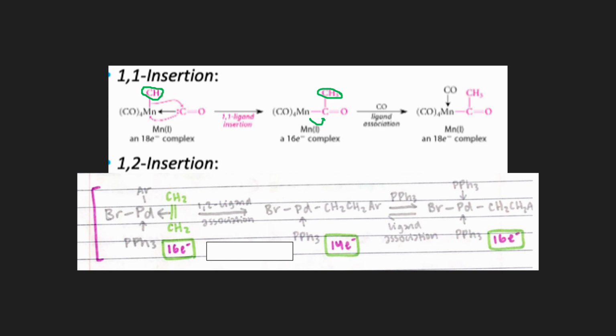What's different here is the bottom example is going to be a 1-2 insertion. It's a little bit less common. So the group moving will move to the atom adjacent to the group already bound to the metal. As we see in the reaction on the screen, that arrow group is coming off and joining the group that is inserting itself at the end.